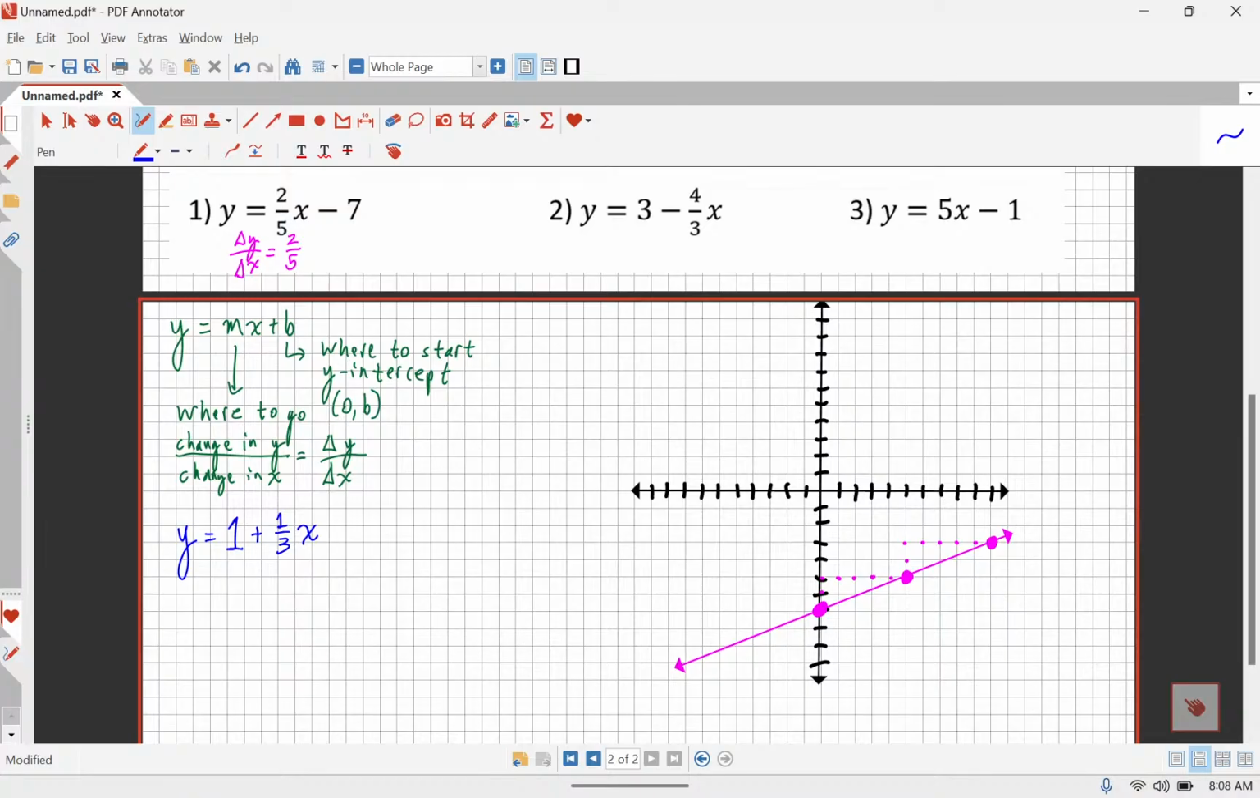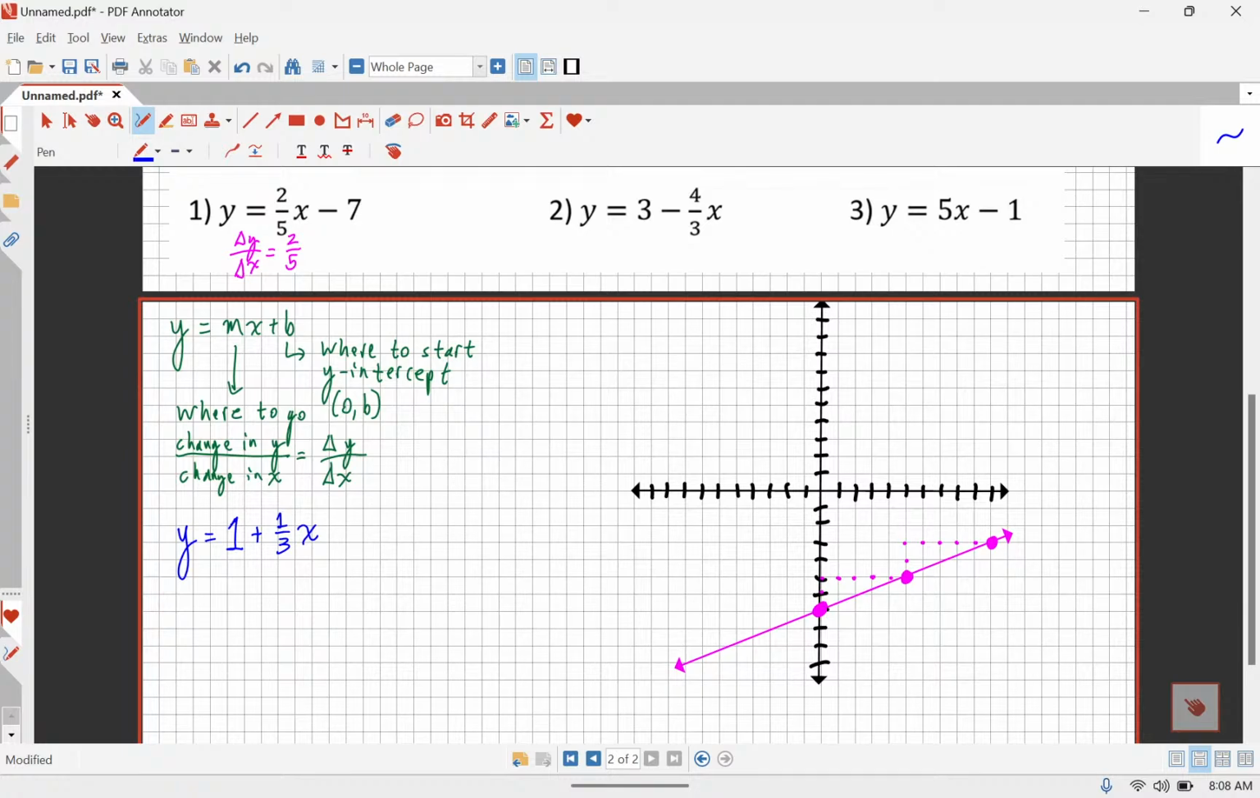The 3. So from that point that you put down where you start, change your y by going up 1. Now change your x by going right 3. Put a dot. Now do it again. Yeah, there you go. Okay, cool. Good, excellent. That's the idea.